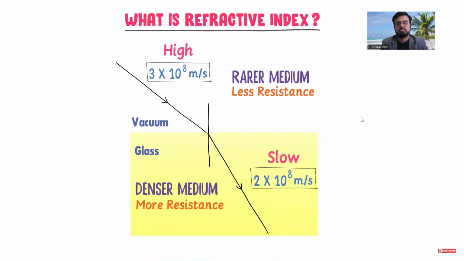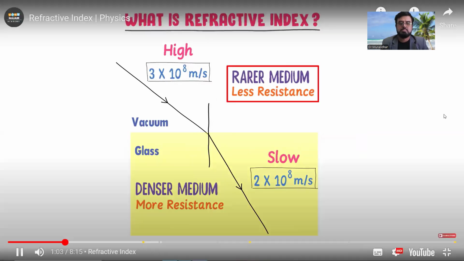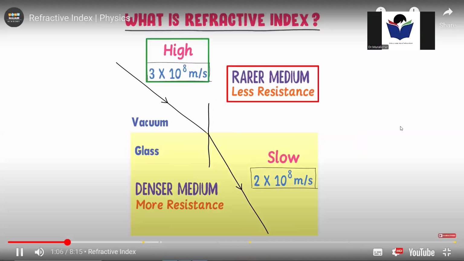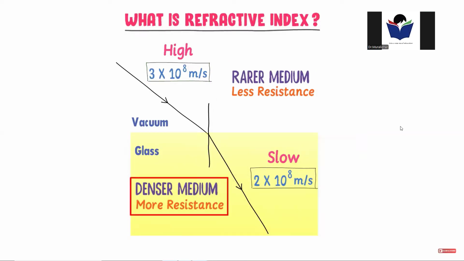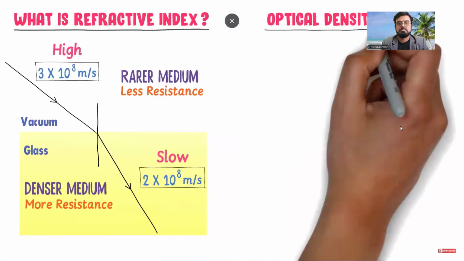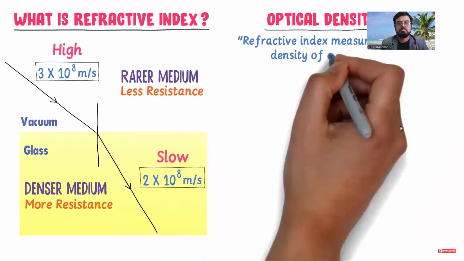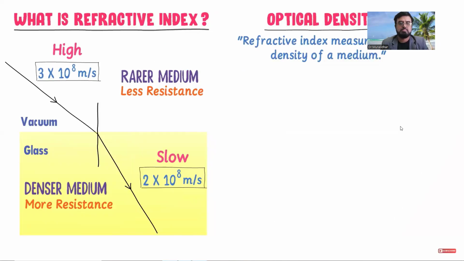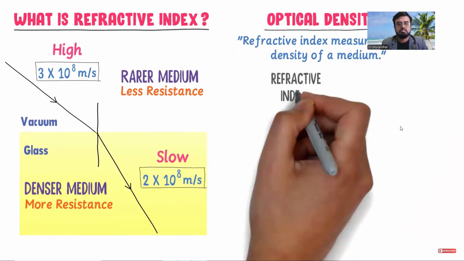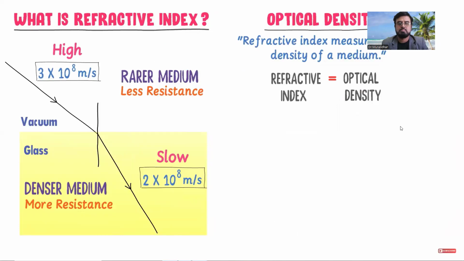Thus, the first fact is that if a medium is less optically dense, the speed of light is high. The second fact is that if a medium is more optically dense, the speed of light is slow. Now listen carefully. How can we measure the optical density of a medium? Well, refractive index measures the optical density of a medium. Let me repeat it. Refractive index measures the optical density of a medium. So refractive index is nothing but the optical density of a medium.